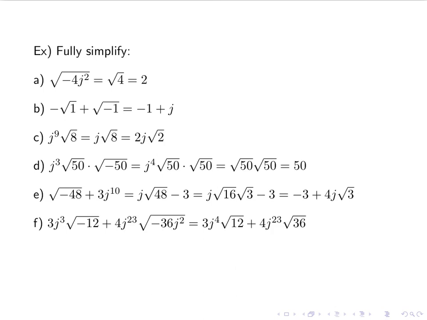Next, we're going to clean it up a little bit further. j to the 4th is just 1. Right, 4 goes into 4 evenly, so the remainder is 0. j to the 0 is 1. j to the 23rd, when I take 23 and divide it by 4, I have a remainder of 3, because 4 goes into 20 evenly, so there's 3 left over. And j cubed, remember, is negative j.